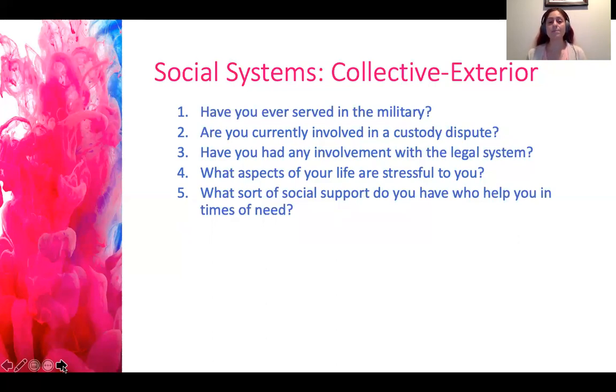Same thing with number 3. What aspects of your life are stressful? This is helpful to know. Even positive events can be very stressful and can manifest in mental health symptoms. So we want to find out about that. And what kind of social support do you have or people that help you in times of need? Also very helpful for crisis planning, for treatment planning, also for assessing just relationality, how well they get along with people, and if their mental health symptoms have begun to impair that area at all. Very helpful things to ask about.